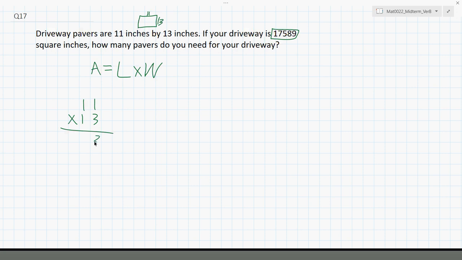1 and 3 is 3, 3. Put a 0 down on this side. 1 and 1 is 1, so it'll be 10, 11. So we'll do 3, 4, 1. So we know that one brick alone will be 143 square inches. And we have a total driveway of 17,589. So at this point, we're going to see how many of those 143 area pieces fit into that bigger area.